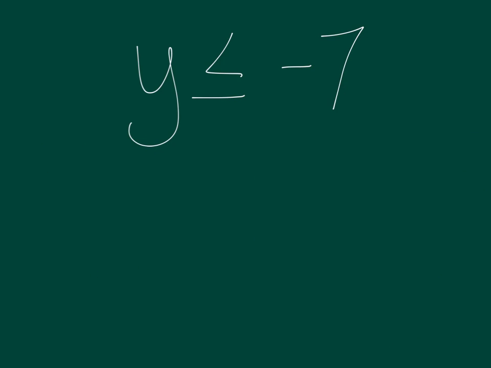Okay, now here we have the opposite. We have a y-intercept, but we don't have a slope, and we have y. So when this happens, we're going to have a horizontal line.